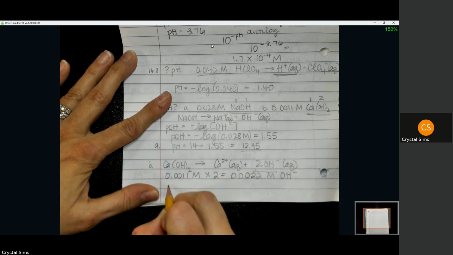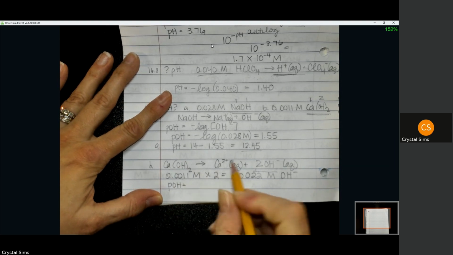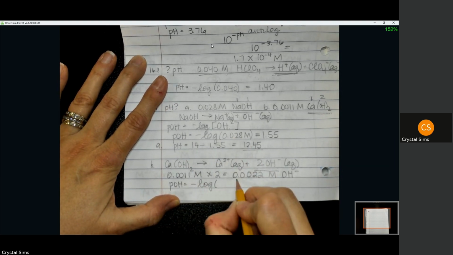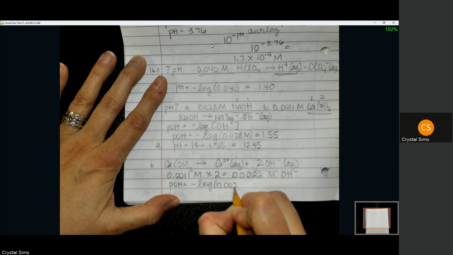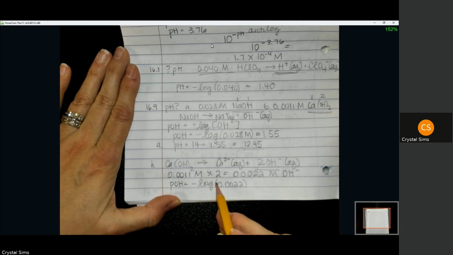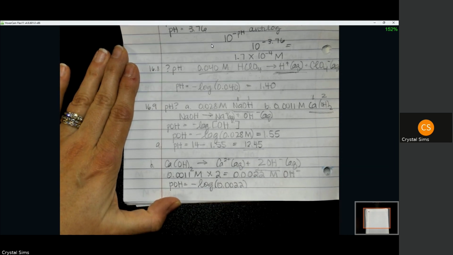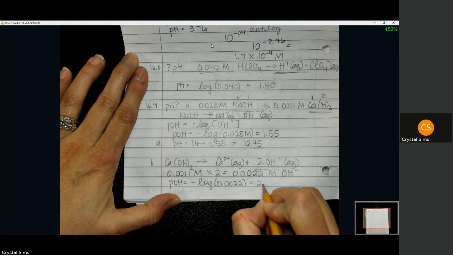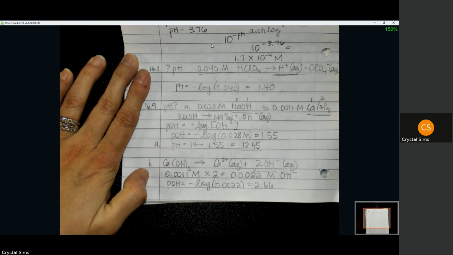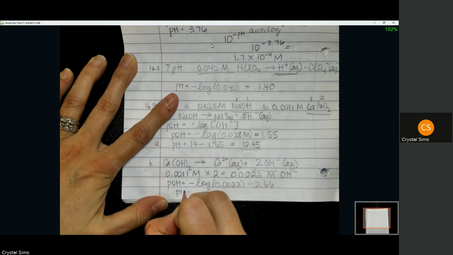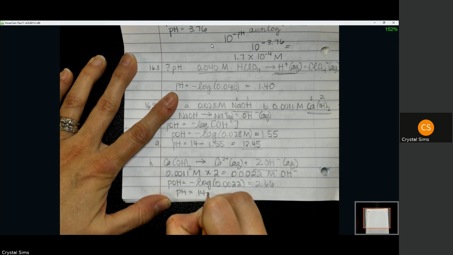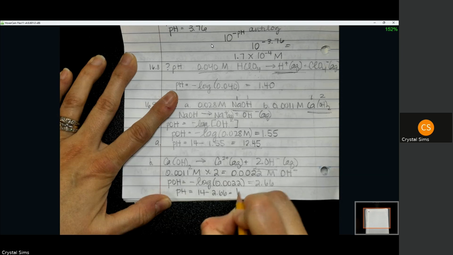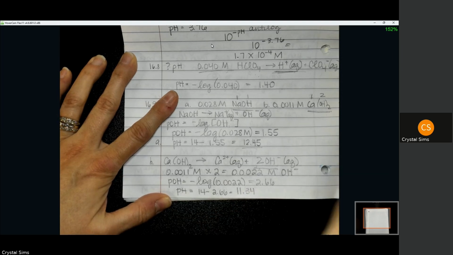So now I can plug it in to my formula, negative log, and I'm going to use 0.0022 because I have 2 moles. So I have to multiply that molar concentration times 2. That gives me 2.66. So then I subtract. pH is equal to 14 minus 2.66, and that gives me 11.34.